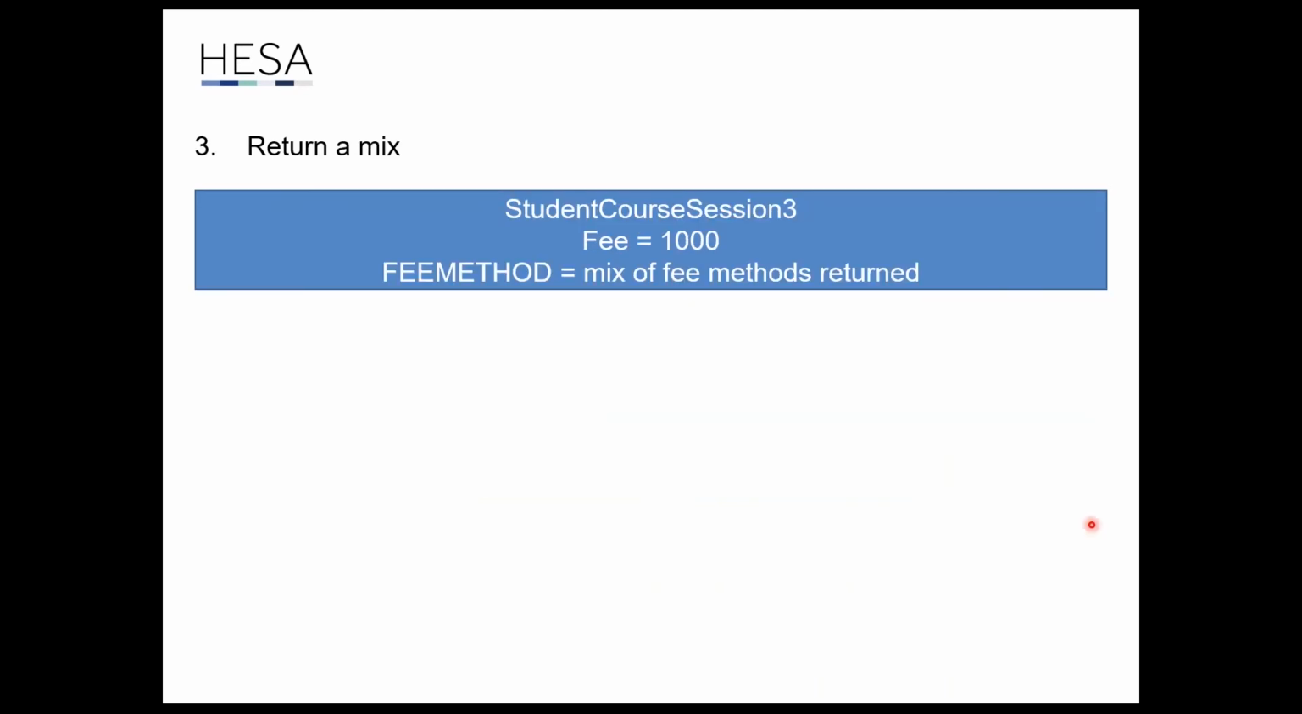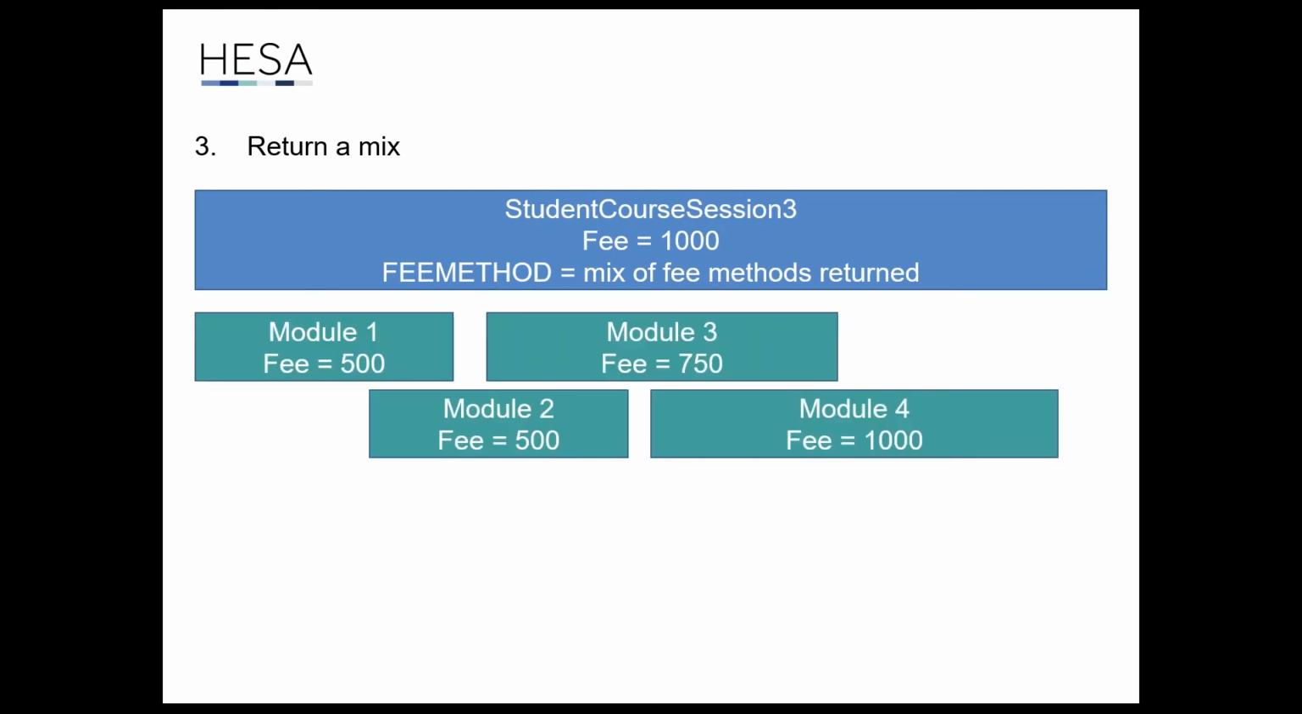So as I said, they'd have a student course session fee returned to say how much was being charged for that fee for that year. And as with method 2, for every module the student studies, they would have a module instance fee returned as well. And so when we are deriving the total fee for that student course session, we're going to take into account the student course session fee and each module fee to get the total amount for that student course session.